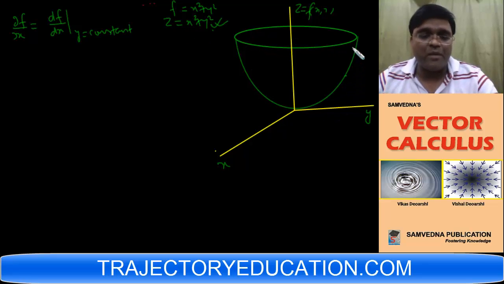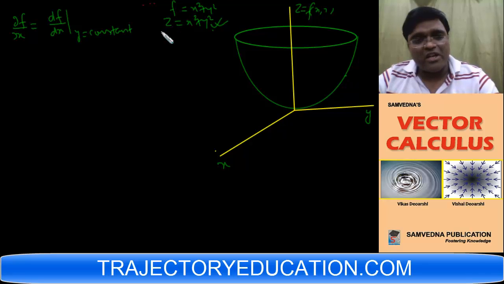The surface is just the locus of all those points in three-dimensional space where the z coordinate of every point is equal to x square plus y square, and when those points are joined together, they give you this surface. This is a paraboloid. This is a three-dimensional surface. So this is z equals x square plus y square, right?